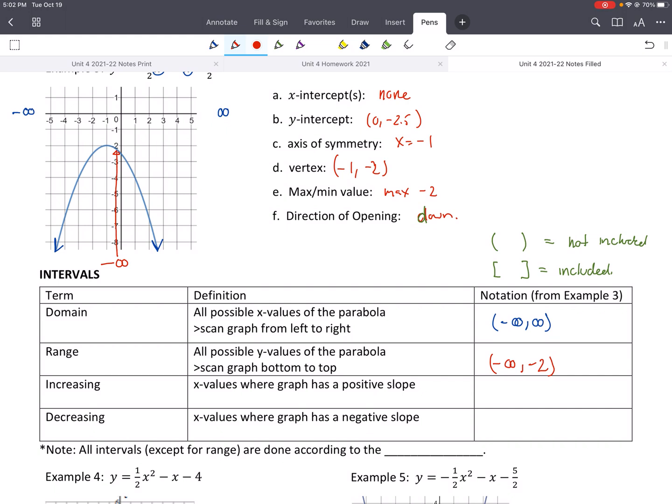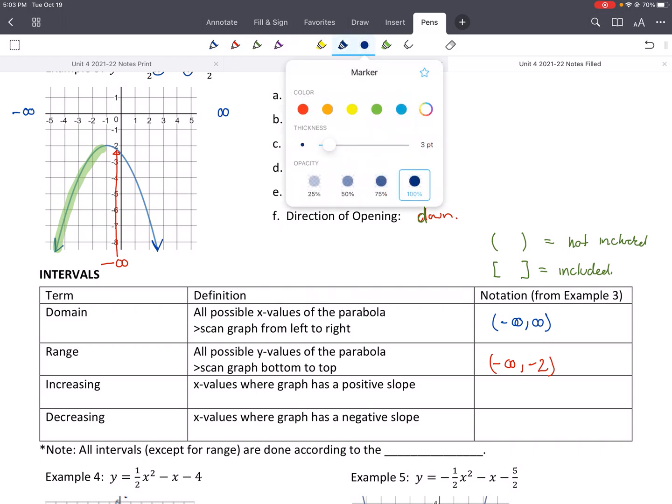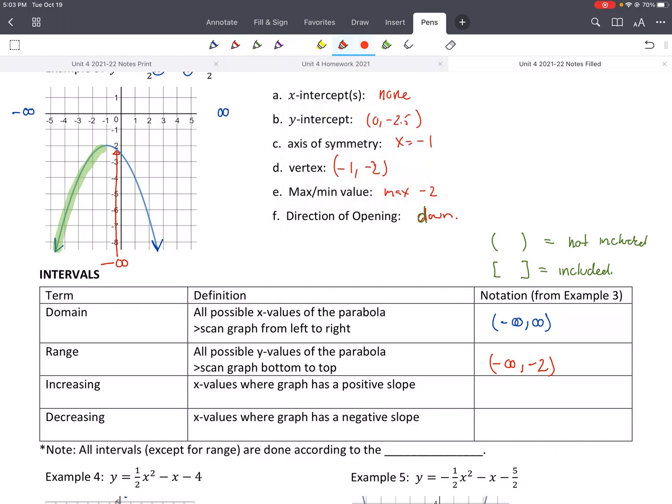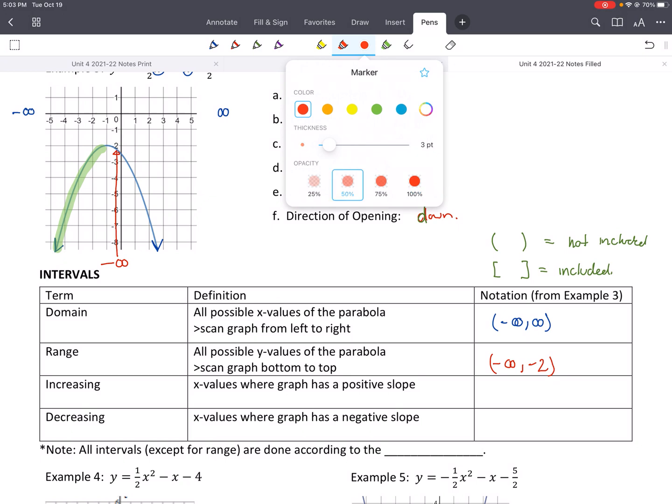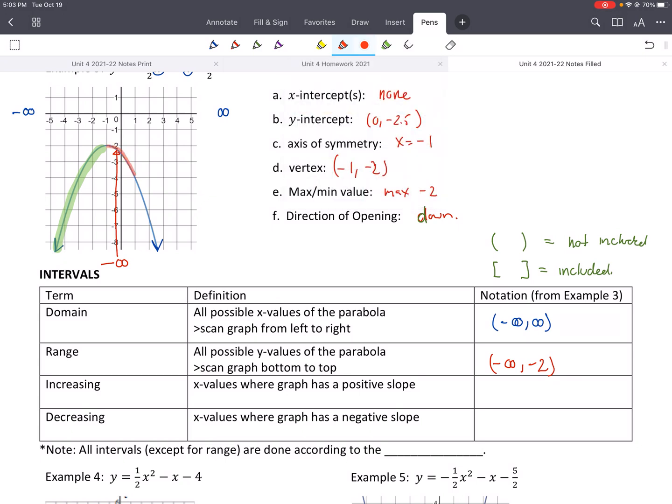Okay, increasing. So x values where the graph has positive slope. So right here, this would be increasing. And then, let's see, why don't I use a different color? I want to use red. Okay. And then this would be decreasing. All right.